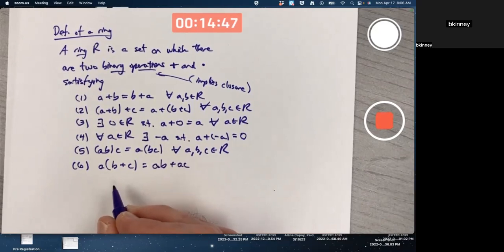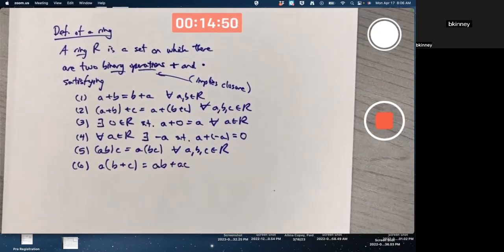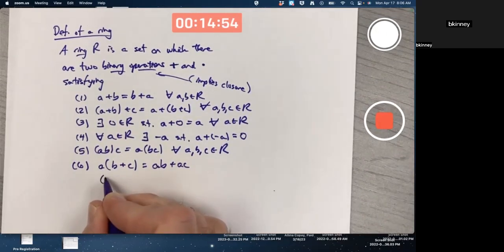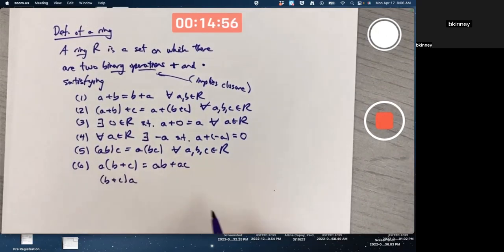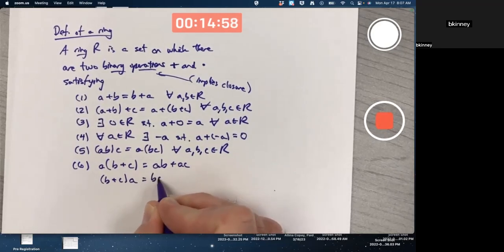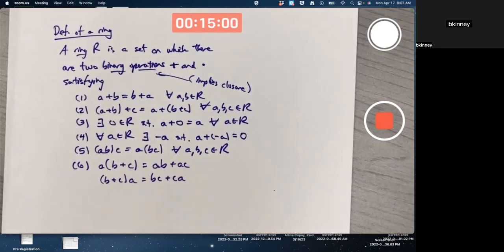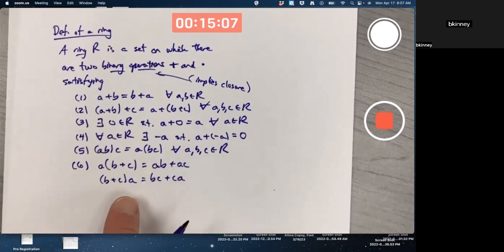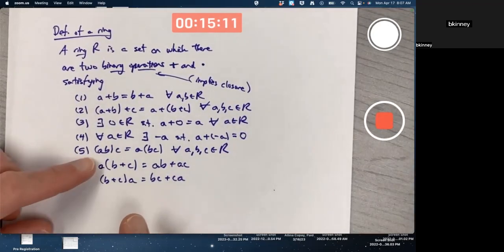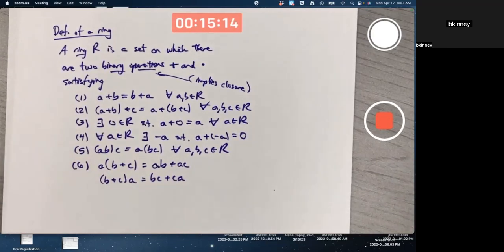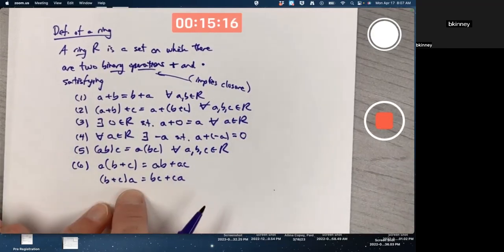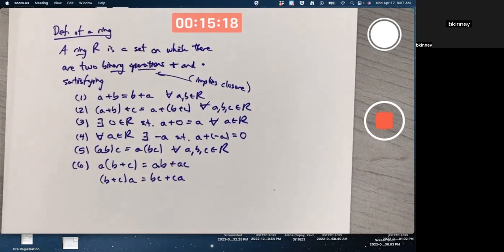I don't remember if the book changes the roles of the letters. Let me go ahead and look and see. Okay, they put the A on the right. A right distributive property. You do need both of those as part of the definition. Because again, the ring is not necessarily commutative under multiplication. So A times (B plus C) could be different than (B plus C) times A.